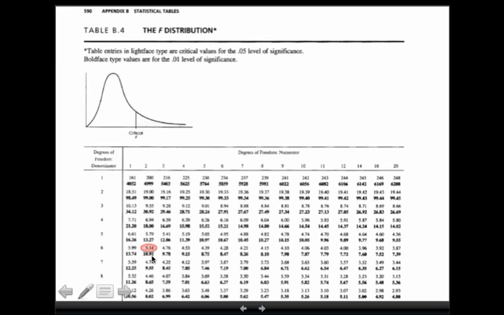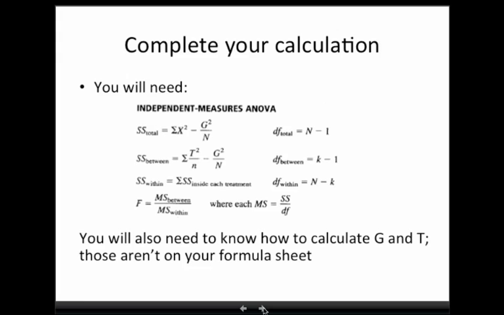The bold face is for alpha of 0.01. The other is alpha of 0.05. So that's the one we're looking for. You get 5.14, and that is your critical value. Then you're going to need to complete your calculation.